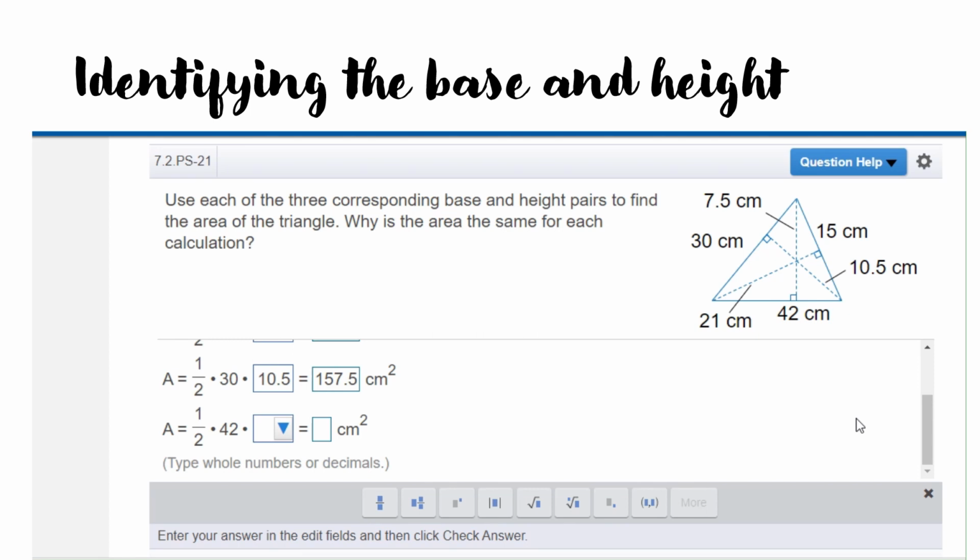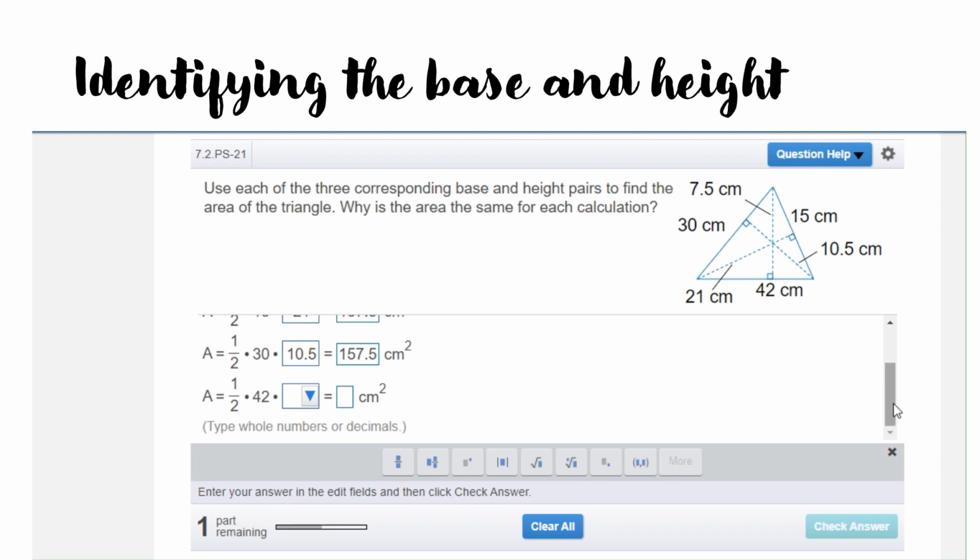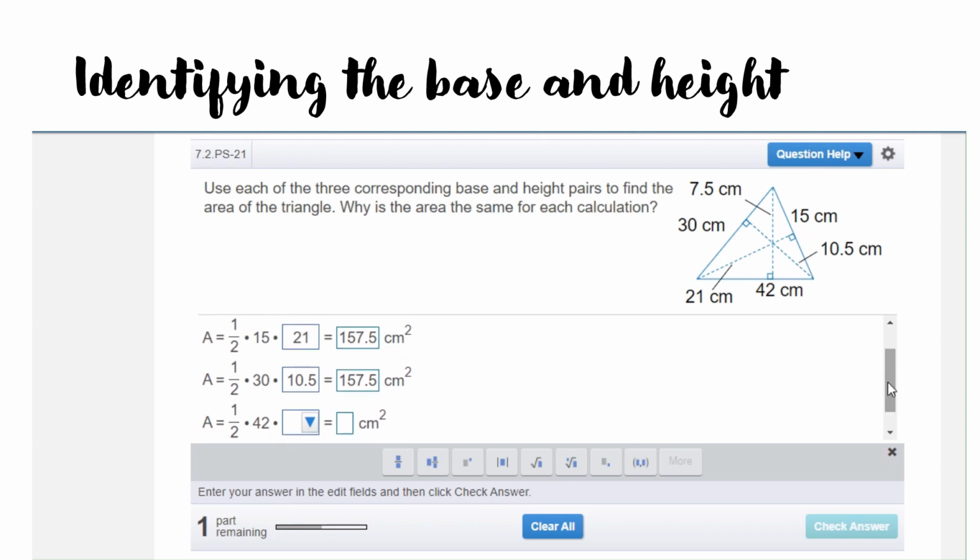So the last one, when our base is 42, what is the corresponding height? So my dimension that's 42 is down here. You identify your base and your height by the right angle. So the right angle that's connected with 42 is right here. So the bottom of the right angle runs into this length, and the side of the right angle runs into this length. So this is going to be the dimension of our height. And this length is right here, 7 5/10. So when the base is 42, the height is 7 5/10.